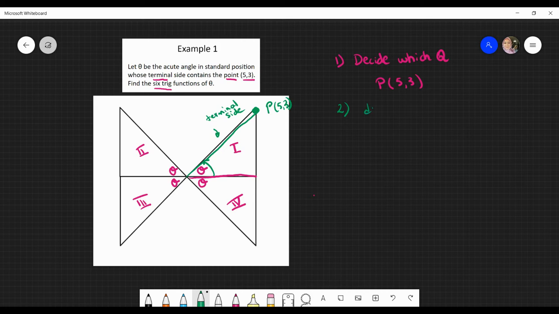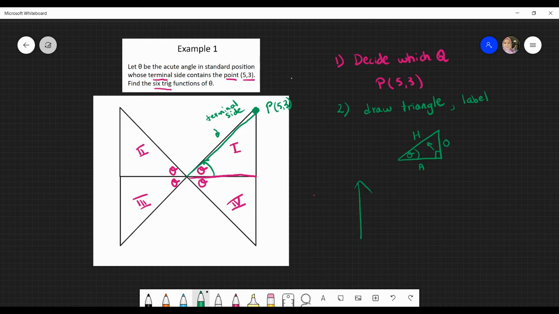Second, we want to draw the triangle. Once I know which quadrant it's in, I can draw that position. So I will know this is quadrant 1. This is theta, this is the 90-degree angle, and I have to label it. This is the hypotenuse, facing the 90-degree angle, across from it. This is theta, so this is the adjacent side and this is the opposite.